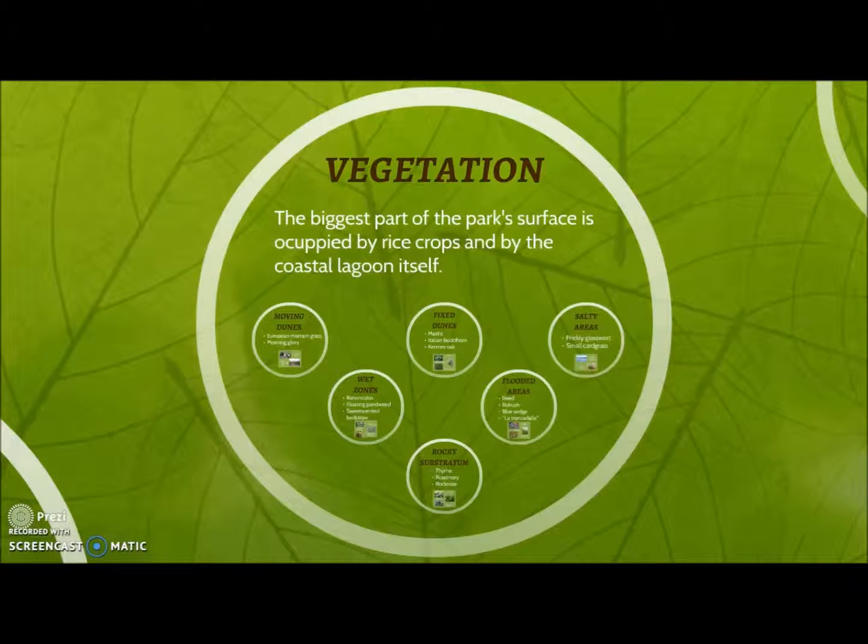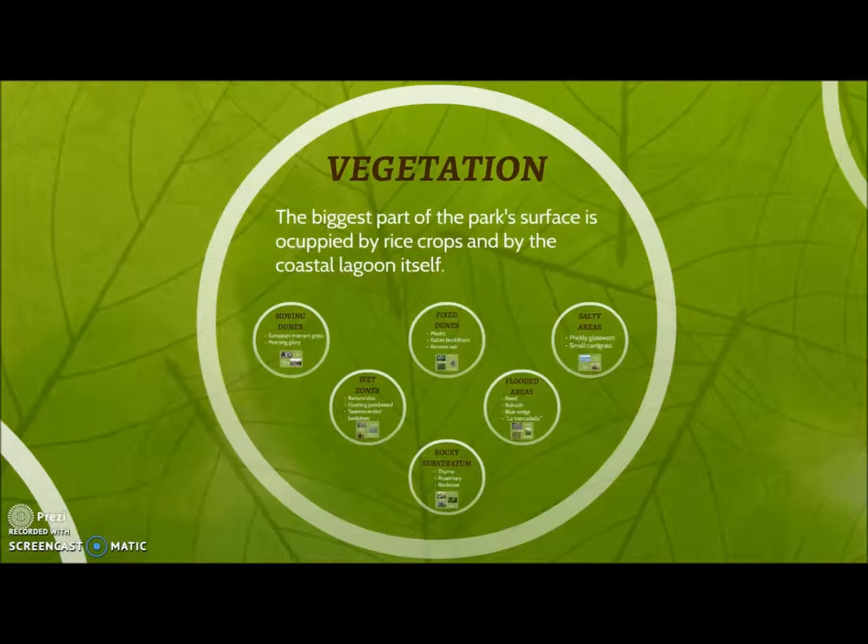The biggest part of the park's surface is occupied by rice crops and by the coastal lagoon itself. Part of the autochthonous vegetation is on the irrigation canals or beside the rice crops, and the other part of the autochthonous vegetation is on the coastal sandy strip.